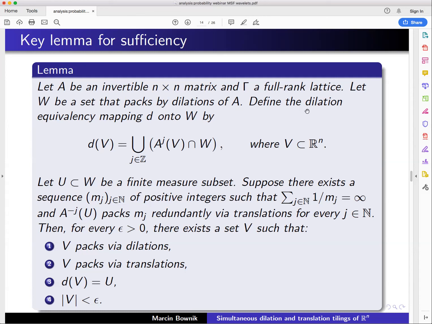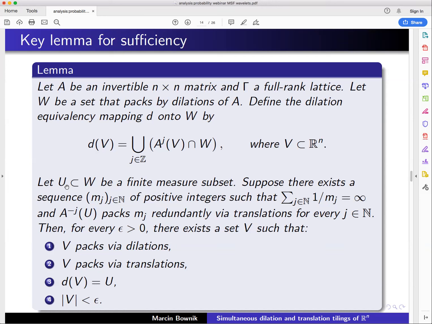Once it packs, you can define this dilation equivalency mapping, where you basically project onto the set W. When you have a set V, you look at different powers of A applied to V, intersect them with W, and you basically map them into W. So this is the mapping D_V.